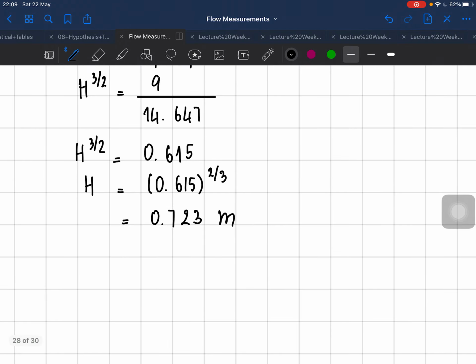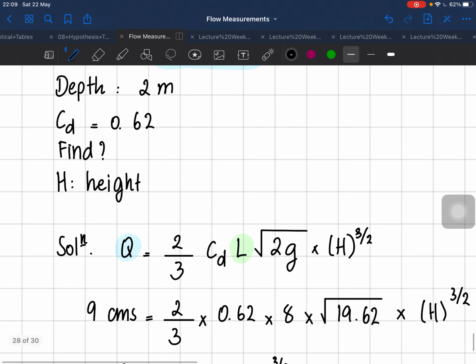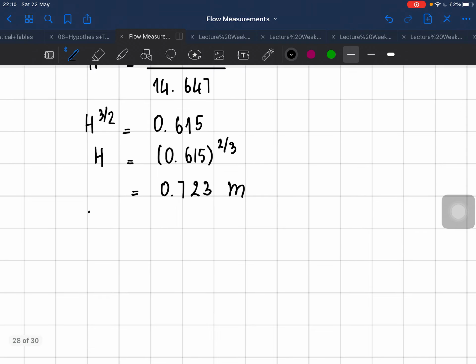So we know that the depth of the water is, this is more like the height of water above the sill, and this is the actual height of the weir.